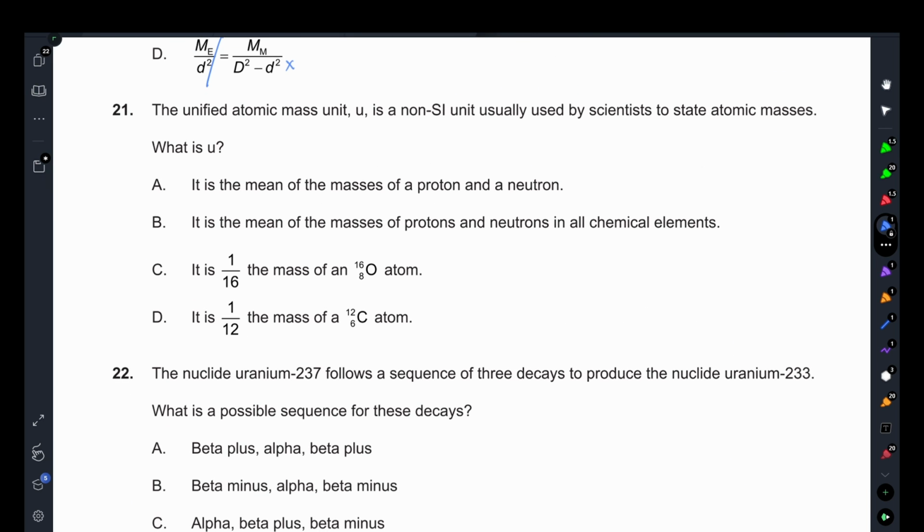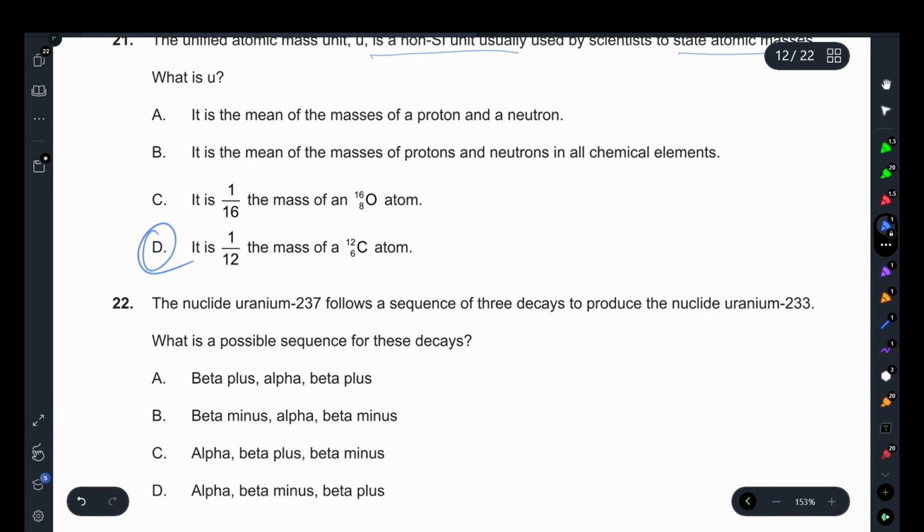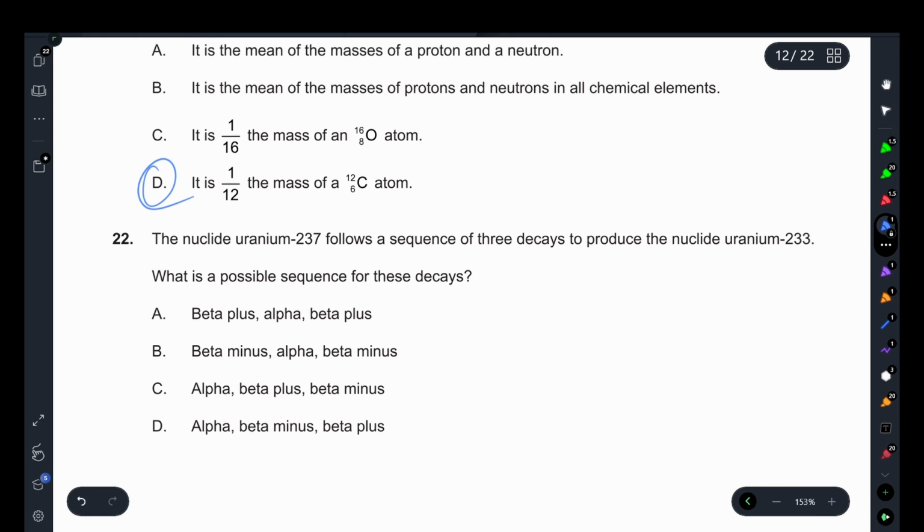Question number 21, the unified atomic mass unit is a non-SI unit used to state atomic masses. This is another theory question, which is this. It is 1/12 the mass of a carbon-12 atom. Question number 21, option D is the correct answer.